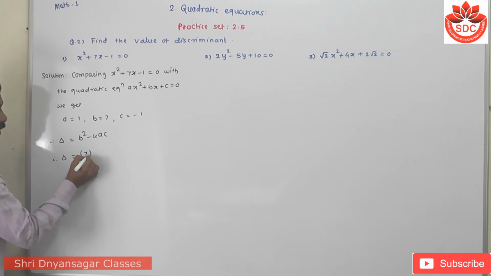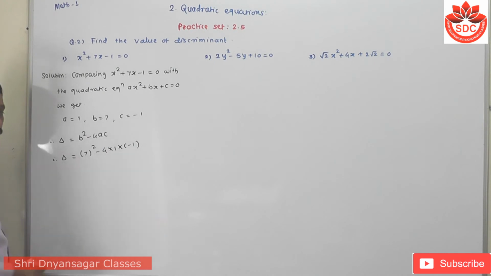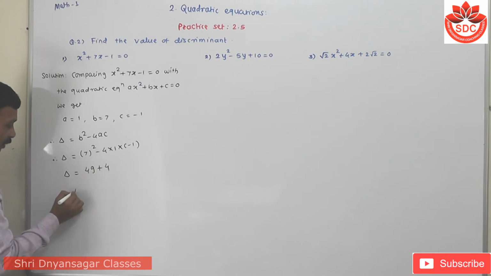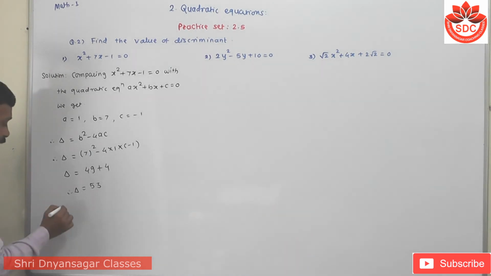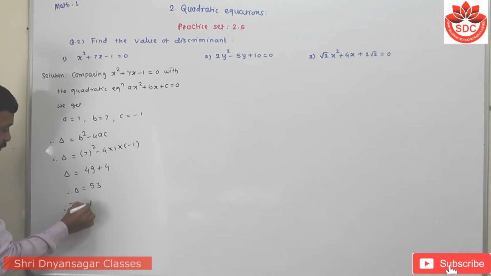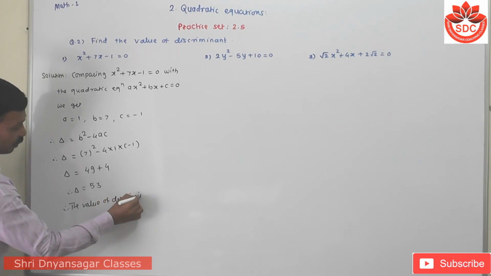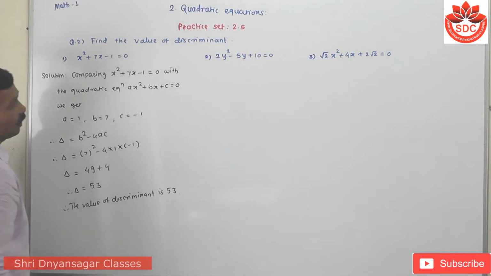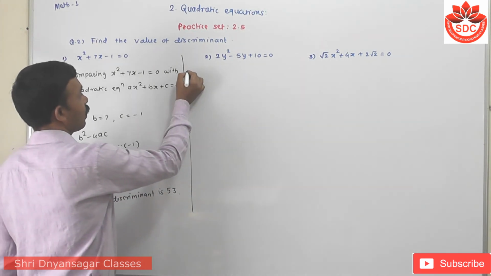Therefore delta is equals to b is 7 square minus 4 into a is 1 into c is minus 1. Then delta is equal to 7 square is 49, minus minus plus 4. Therefore delta is equals to how much? Addition of this is 53. Therefore the value of the discriminant is 53. Okay, we take the next question. Then here also the solution.